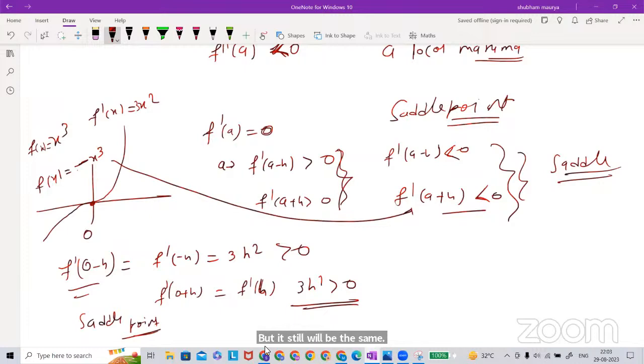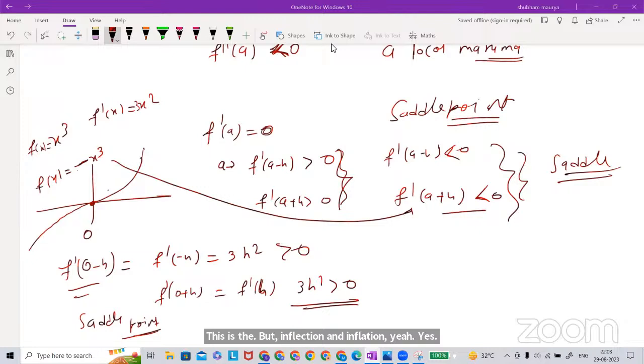What is the meaning of point of inflection? That's the meaning of point of inflection, no? A saddle point is a point of inflection. Yes, so here it is the same thing.